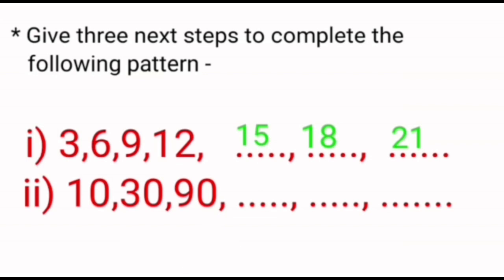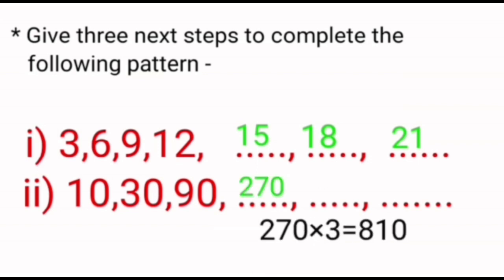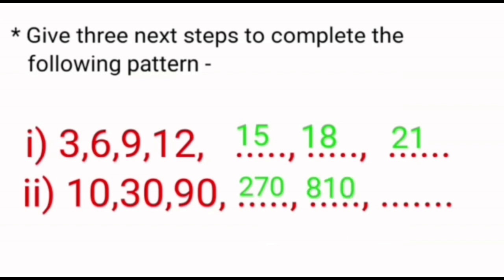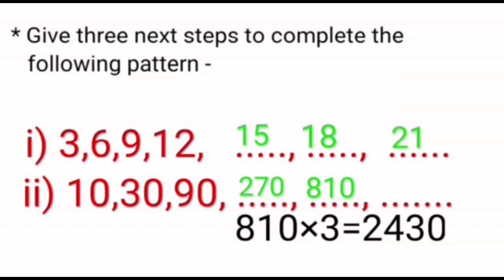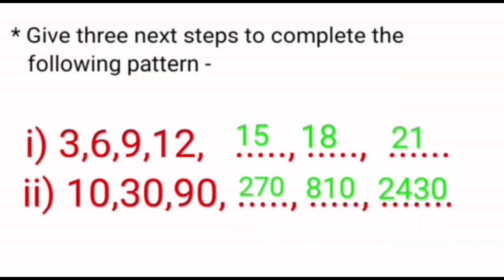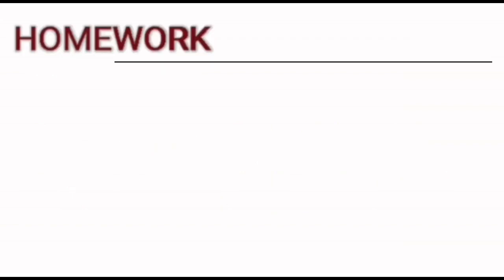So, we have to multiply 90 with 3 and we'll get 270. In the same way, 270 multiplied by 3, we get 810. Similarly, 810 multiplied by 3, we get 2430. In this way, the pattern is completed.